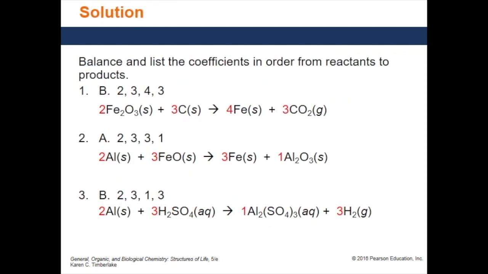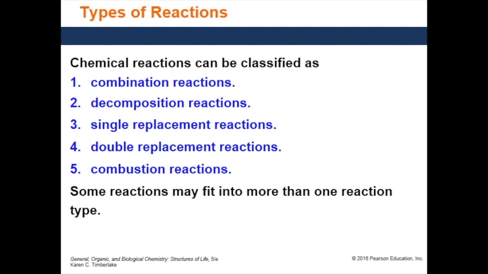Perfect. This is how we balance all the chemical reactions. And now let's see what are different types of chemical reactions that can occur. Chemical reactions can be classified into multiple categories. The first one is combination. Second is decomposition. Third is single replacement. Fourth is double replacement. This replacement sometimes can also be called displacement.